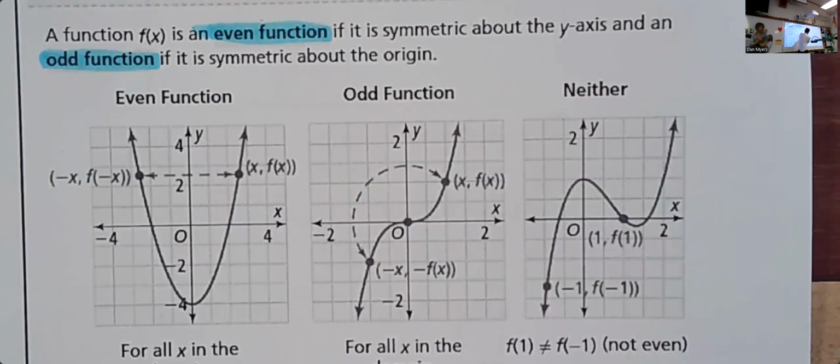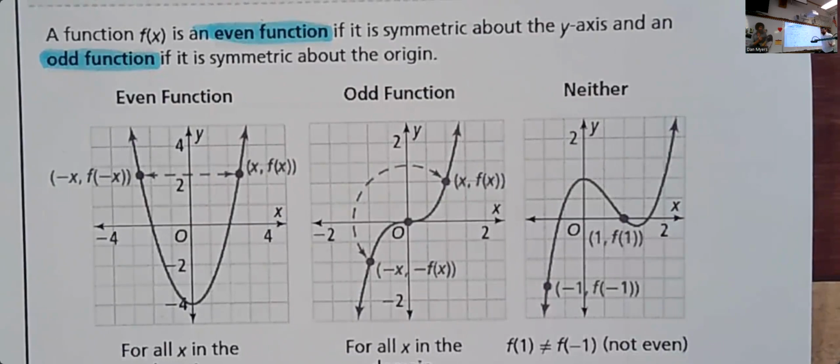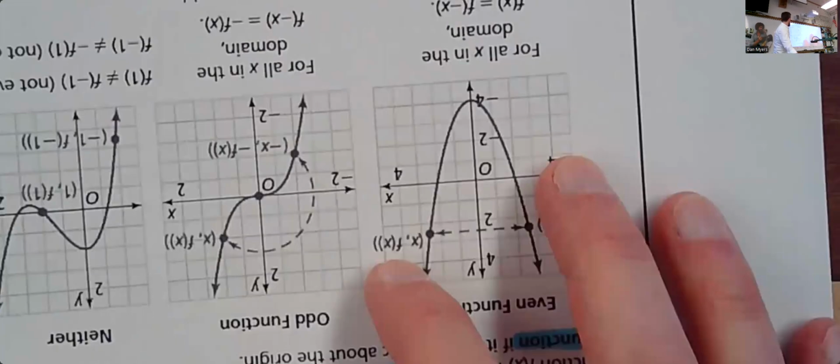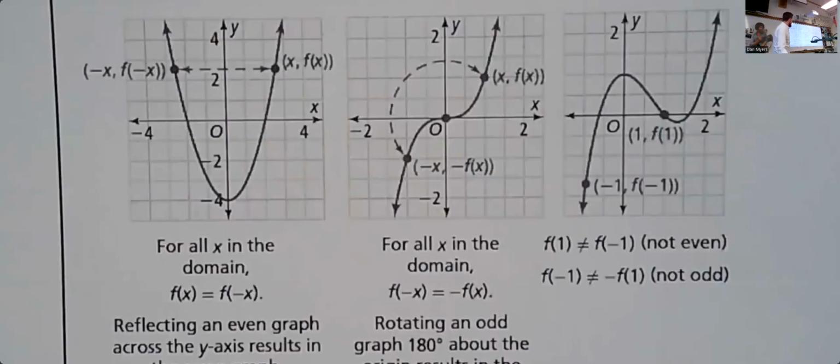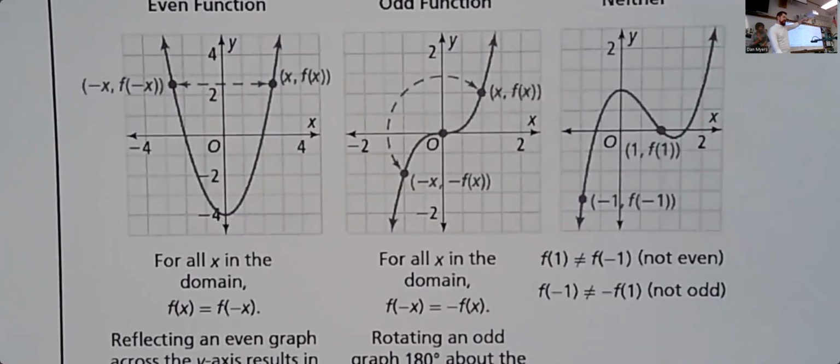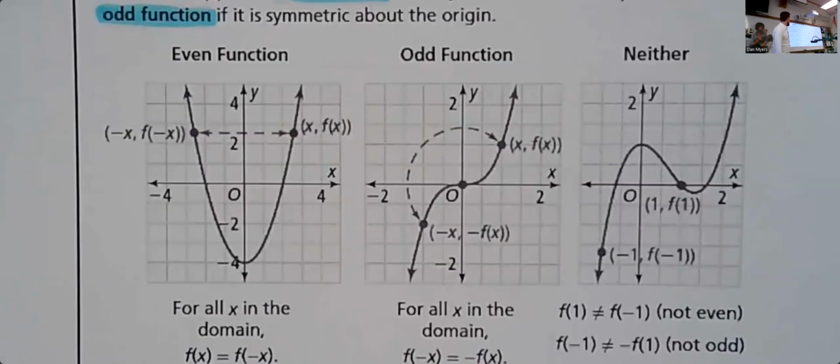So if you were to take this one and turn it all the way 180 degrees, it would look exactly the same as the original. So you're basically just turning it upside down. If you turn it upside down, it'll look exactly the same. In fact, if you just turn your paper upside down, it looks exactly the same as the original. So one that is neither means that it doesn't reflect across the y-axis, and it also doesn't look exactly the same if you flip it upside down. That would be neither.